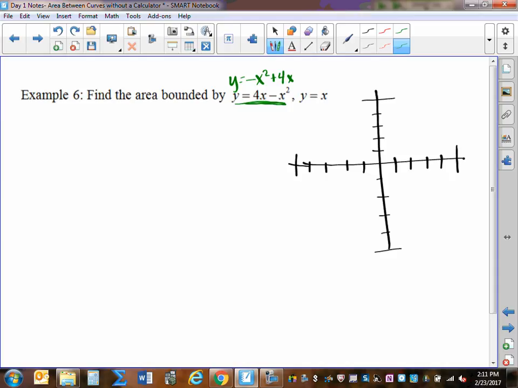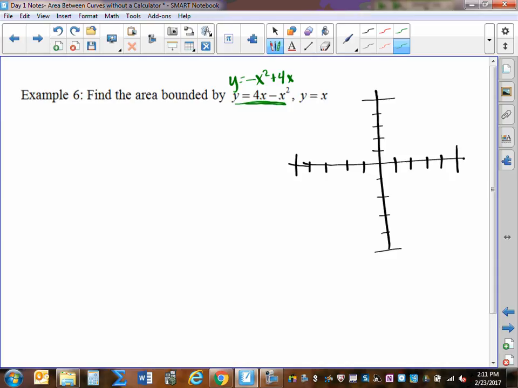Use what you know from previous years to help you sketch these graphs. What type of graph is this for you? It's a parabola. And what else do I know about this parabola? It's negative. Good, so it's going down. Typically, knowing our x-intercepts, our zeros, are helpful.